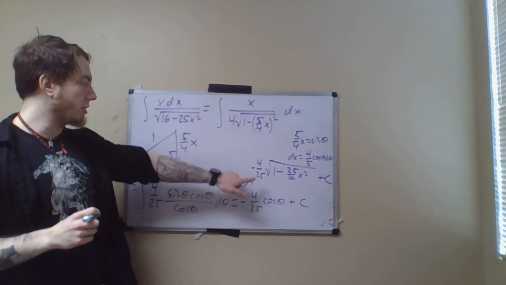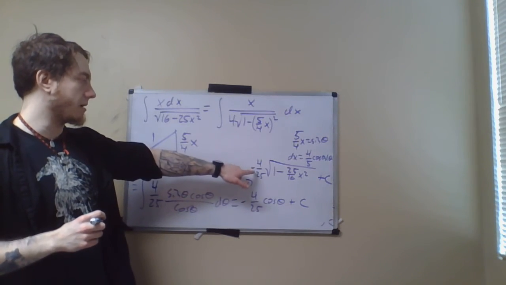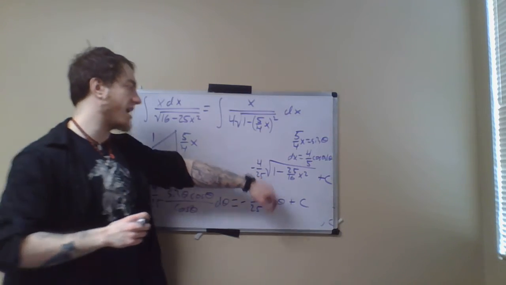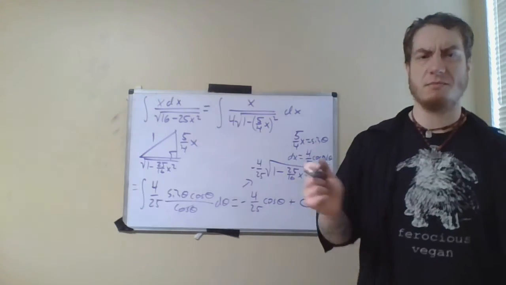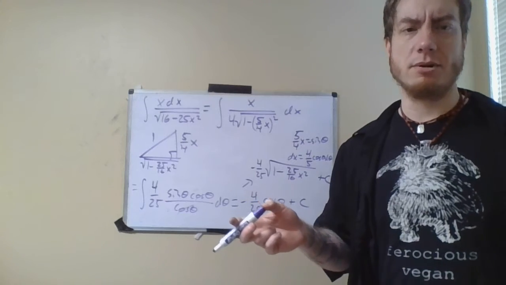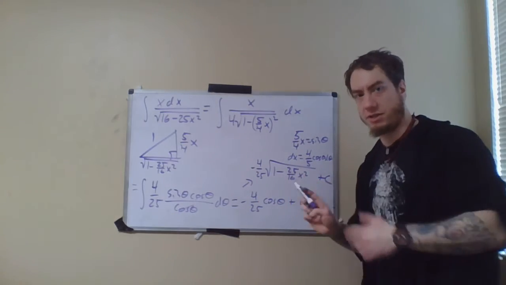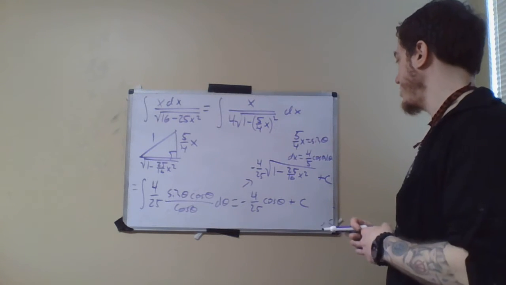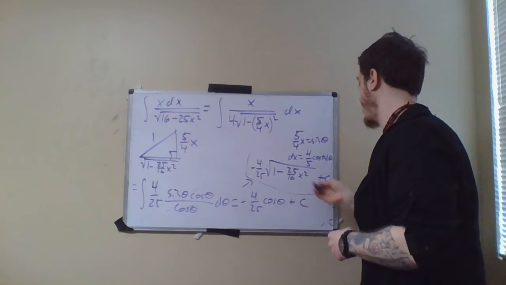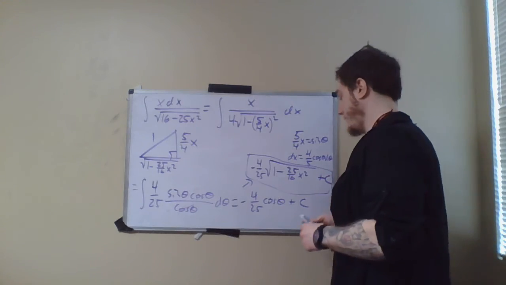I suppose if you really wanted to, you could then bring this 4 over 25 inside the square root and simplify some stuff in there. I don't personally feel like that's all that essential or anything, but you could do it if you wanted to, just mess around with the properties of square roots. But we've got everything back in terms of x's, so there we go.